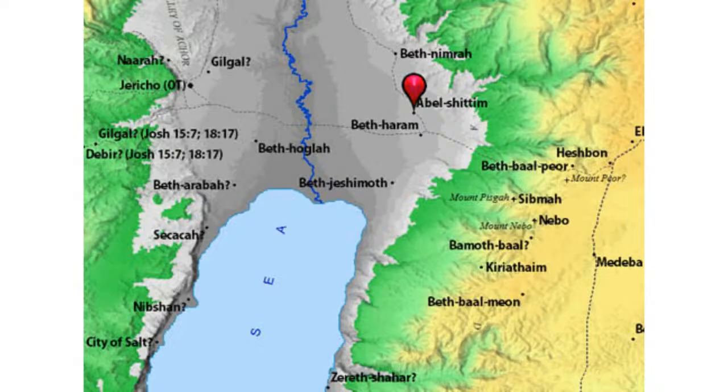Now before the spies lay down, she came up to them on the roof and said to the men, I know that Yahweh has given you the land, and that the terror of you has fallen on us, and that all the inhabitants of the land have despaired because of you. For we have heard how Yahweh dried up the water of the Red Sea before you when you came out of Egypt, and what you did to the 2 kings of the Amorites who were beyond the Jordan, to Sihon and Og, whom you utterly destroyed.